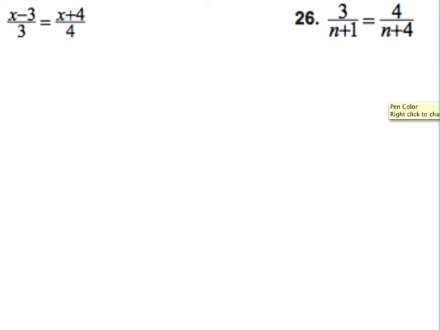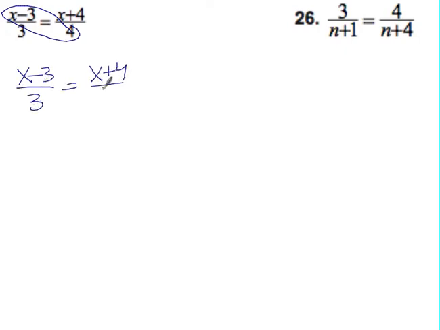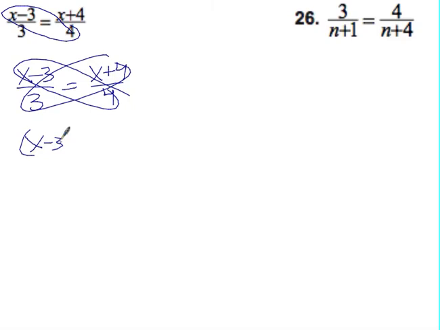Let's take a look at 25 and 26. 25, we have (x minus 3) over 3, and we go ahead and set it up. So we're going to cross multiply. We've got 4 times (x minus 3) equals 3 times (x plus 4).